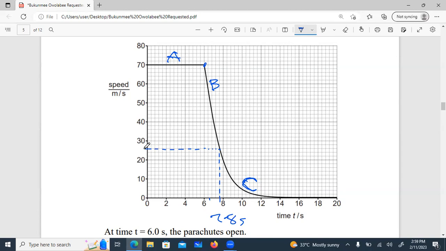Okay, so our speed here is 26 meters per second. That's the speed we have here. If you try to count, this is 20, 22, 24, 26, 28, 30. Okay, yeah, so this is 26.